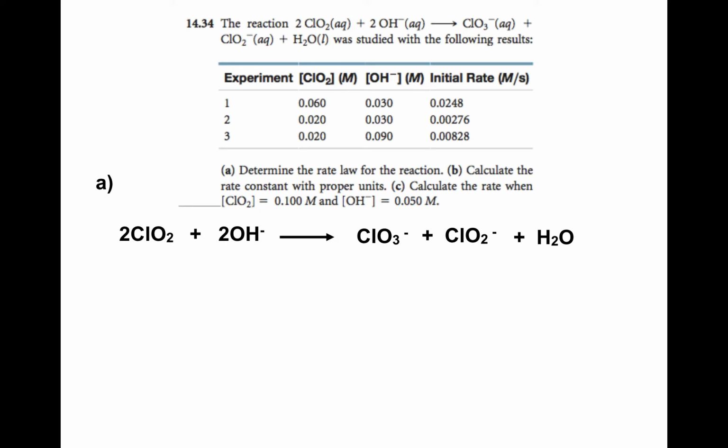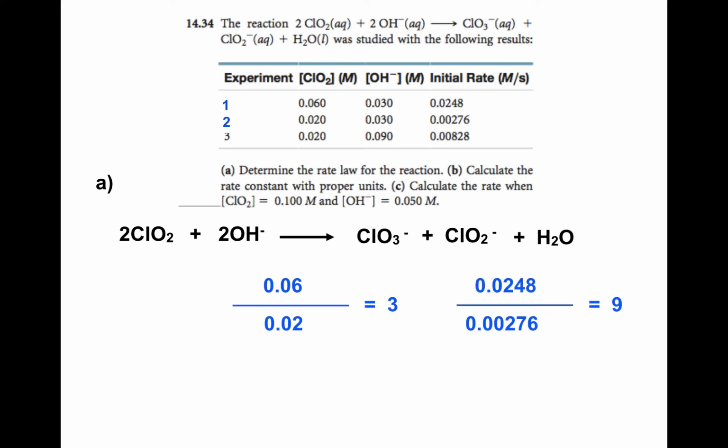So if I compare experiments 1 and 2, I hold the concentration of hydroxide constant. I triple the concentration of chlorine dioxide, and that has a 9-fold effect on the rate. All right, so this is a second order relationship with chlorine dioxide. Tripling the concentration exponentially increases the rate. So second order with respect to chlorine dioxide.